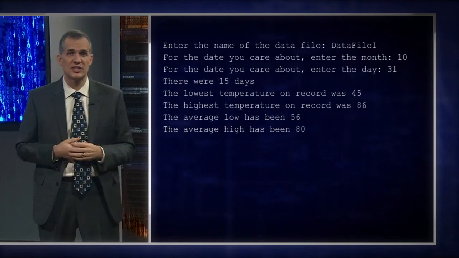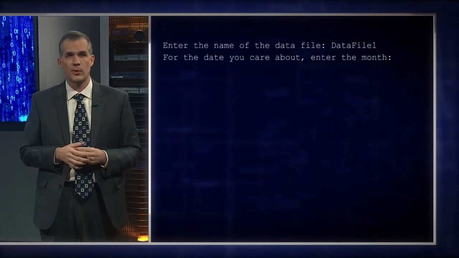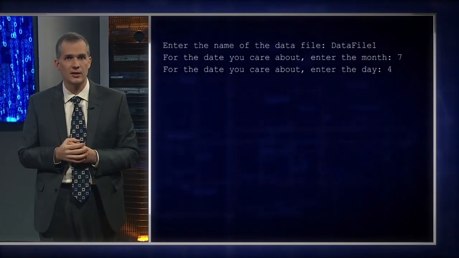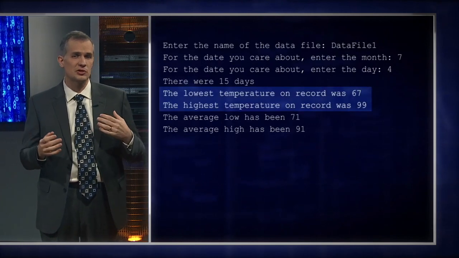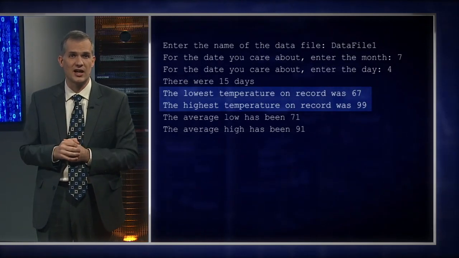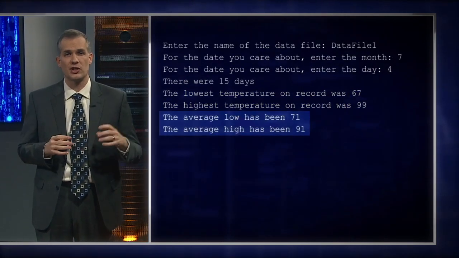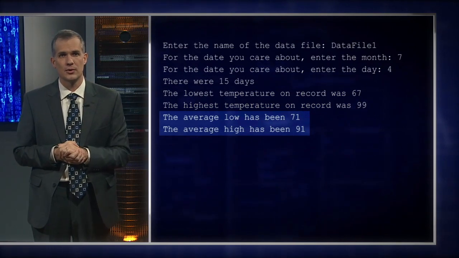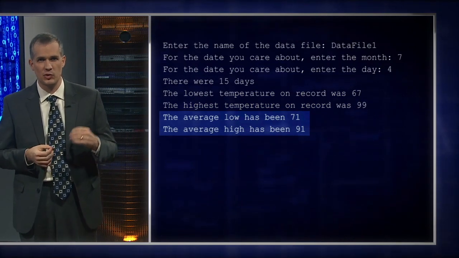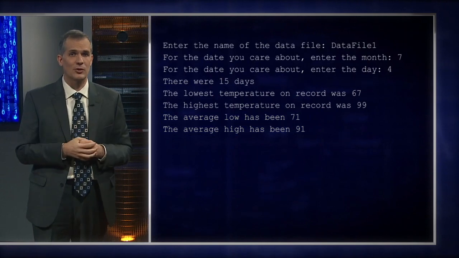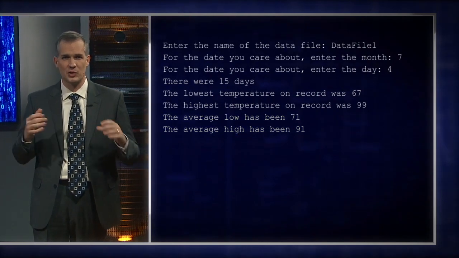Now, we could run this again with a different date. If we were planning something on the 4th of July, it looks like we have temperatures ranging from 67 to 99, with an average low of 71 and an average high of 91. So, we can expect pretty warm weather, and if we're having an outdoor activity, we probably want to make sure there's plenty of shade and ice.